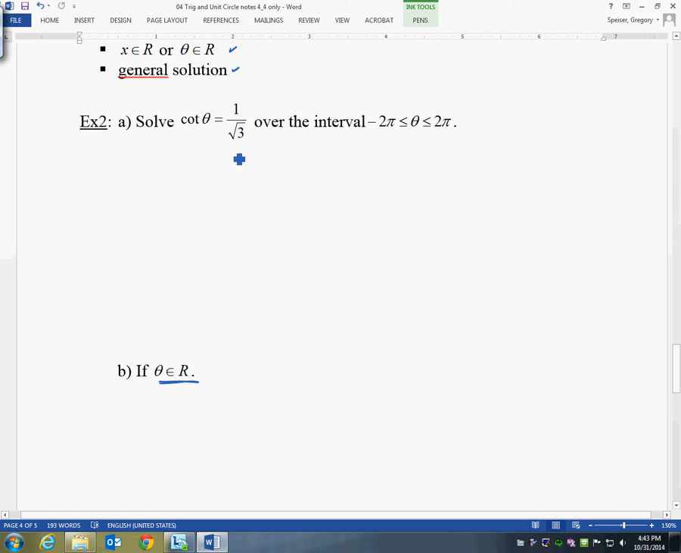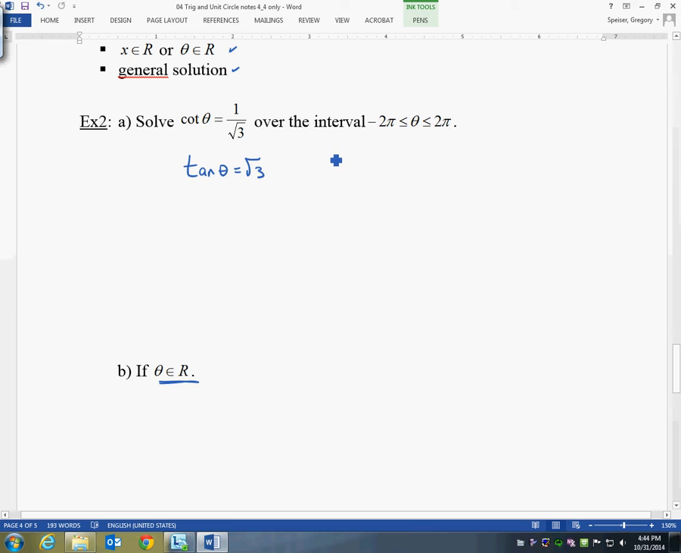So let's do A first and get our answers, and then we'll add the general solution to it. This is very much like a question that we did earlier. Cotan here is a reciprocal function. It's the reciprocal of tan. So I'm going to find the reciprocal of the left-hand side, and the reciprocal of the right-hand side is root 3. And now this is the exact question that we solved a little while ago.